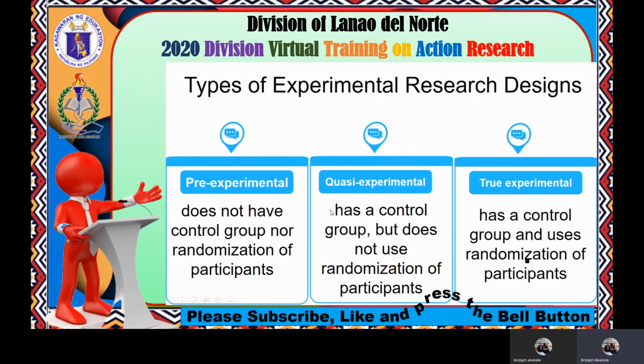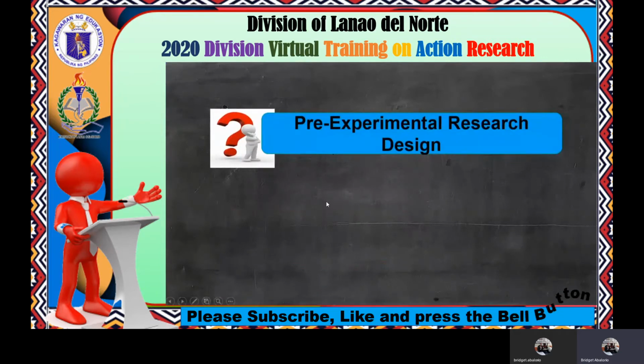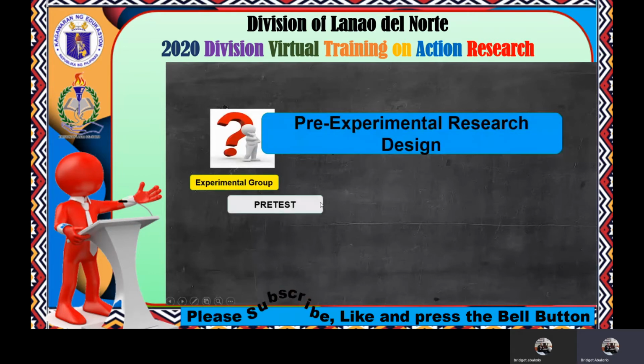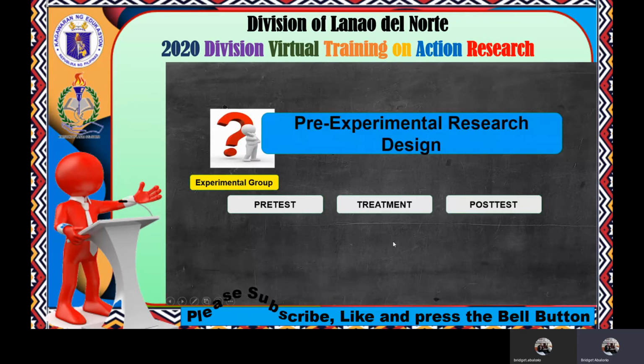So in the pre-experimental research design, we have here the experimental group. It does not have a control group. Therefore, only the experimental group will take the pre-test, after which they will receive the treatment or be exposed to the intervention, and they will take the post-test.